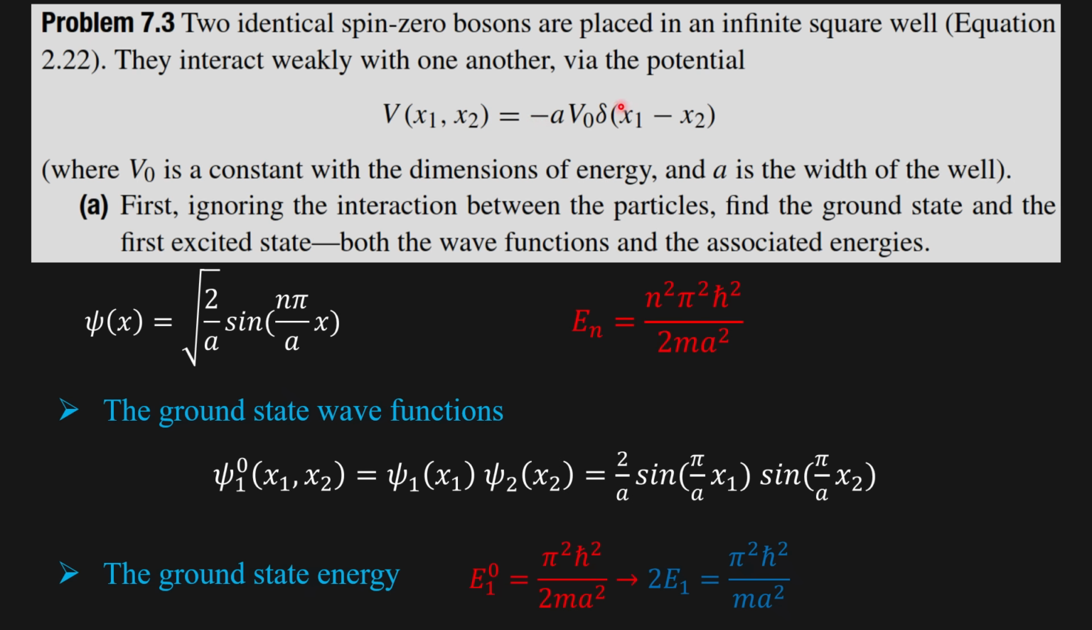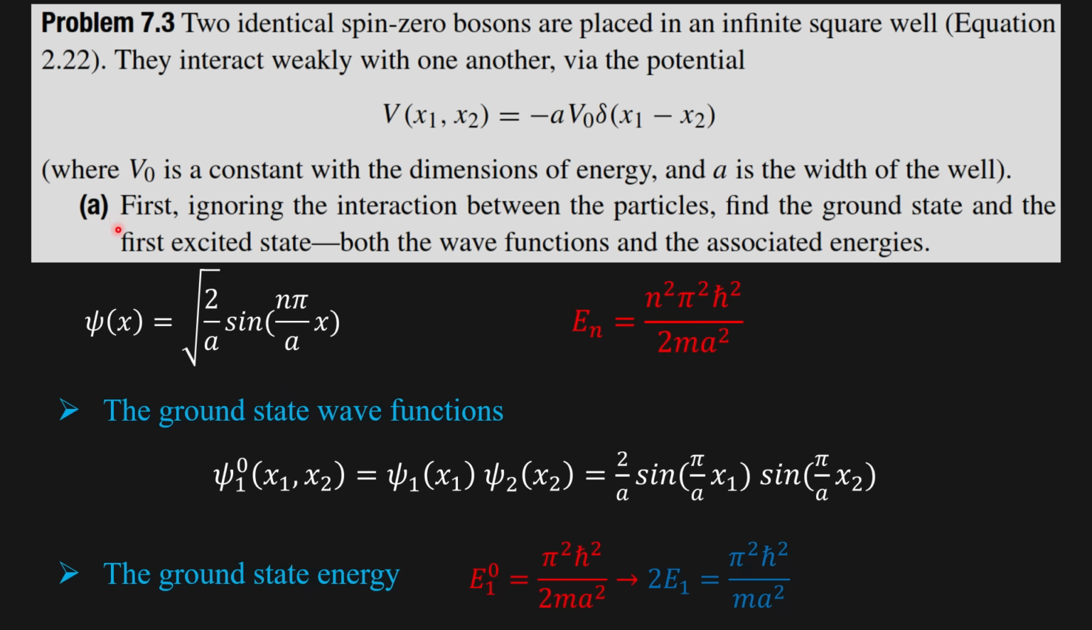V naught delta(x1 minus x2). This is the Dirac delta function, so this will be non-zero only when x1 is equal to x2. Otherwise, it will be zero. That we know. Where V naught is a constant with the dimension of energy and a is the width of the well. This thing we know.